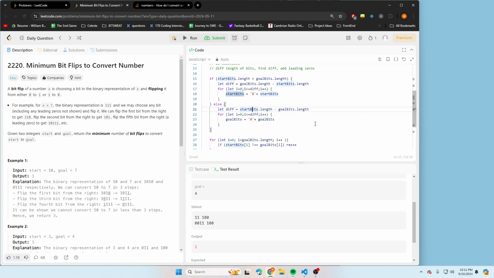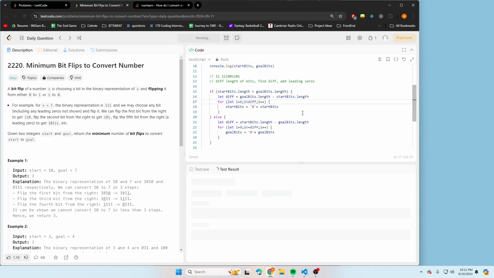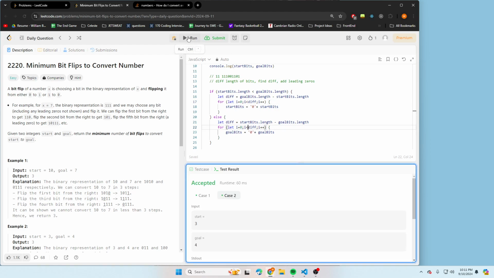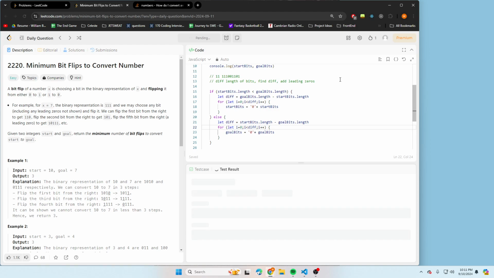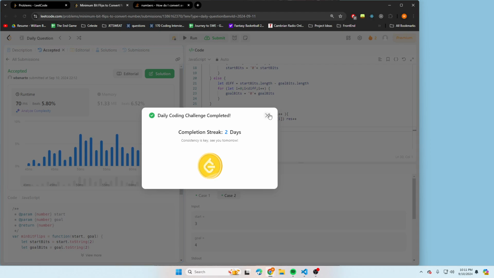If start bits is greater than, let me see. Start bits is 11. It's less than goal bits length. So difference bits, 3 minus 2, okay, like this. Like that. Oh, let's see. Of course, this is not this easy. Bet. Oh, okay. Alright.